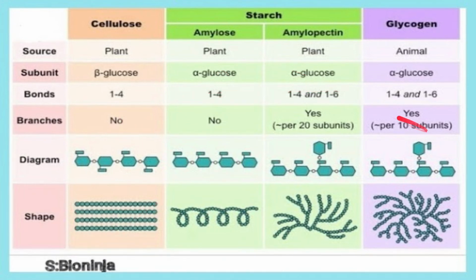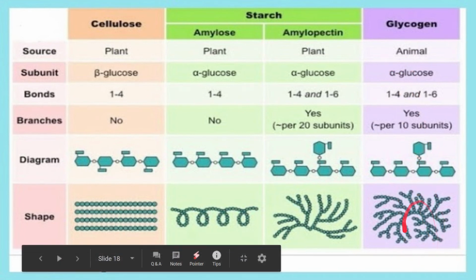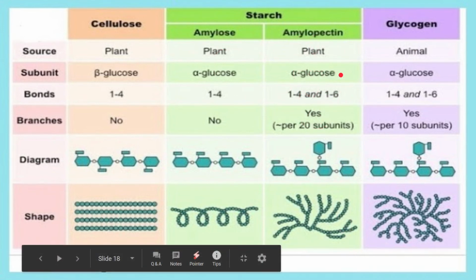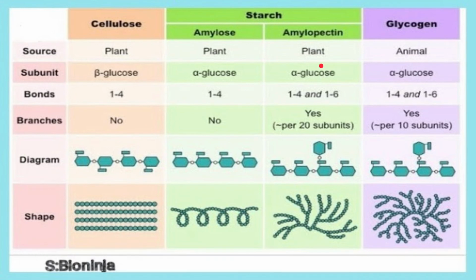No branches here. So now that we know this is storage of energy and it has branches, just try to figure out, okay, what do these do? It has branches, so you probably have an idea of what amylopectin does in the plant cell.